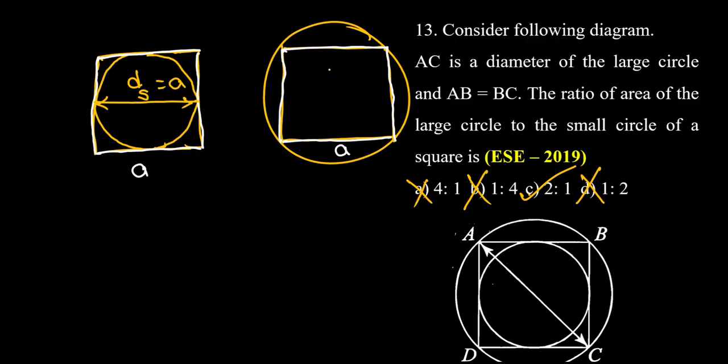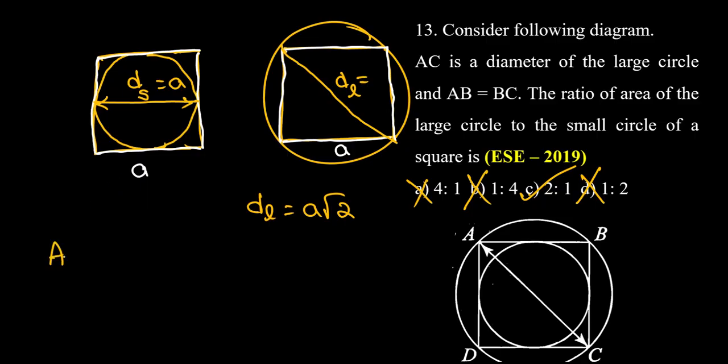Okay. Now, large circle diameter equal to the diagonal of this square, DL, driving license. Okay, large circle diameter equal to A root 2. When you know the side is A, the diagonal is A root 2 for the square. Now you got the diameters.